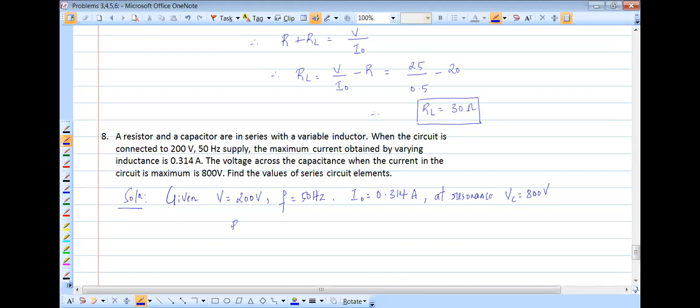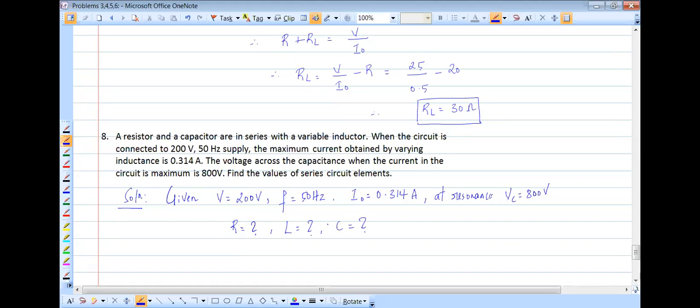What have they asked us to find out? They've asked us to find out R, then L, then C. That is what they've asked: values of series circuit elements. Series circuit elements are R, L, C, so all these elements we need to find out. Fine. Again, V is given.